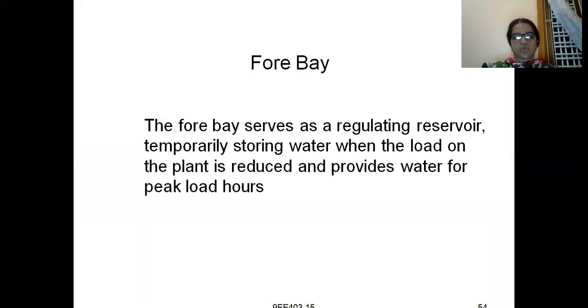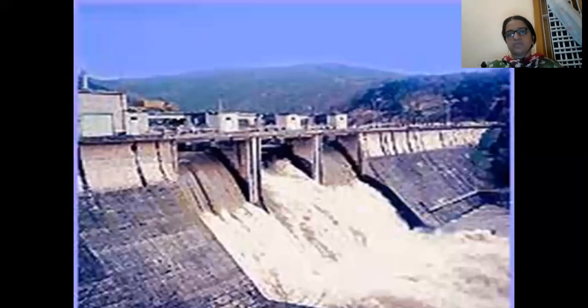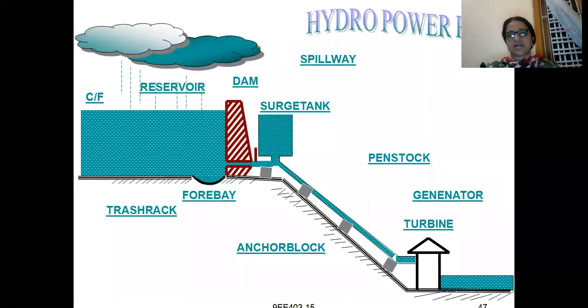Coming to what is a forebay. The forebay serves as a regulating reservoir, temporarily storing water when the load on the plant is reduced, and provides water for peak load hours, right? Forebay means, as I have shown in this diagram, a point in between the reservoir and the dam. Directly water can be given from reservoir to dam. Why a forebay is there in between is that it regulates the water.